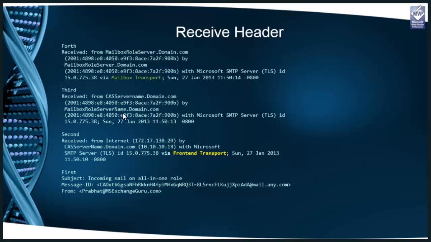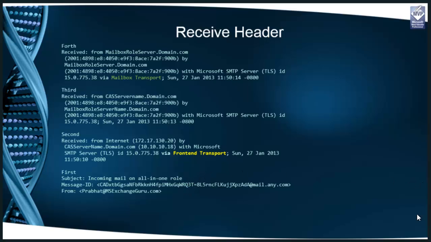The third header is telling us that the mailbox role server received it on the transport service, and from which client access server it received it. And the fourth header is telling which mailbox role server the mailbox transport service received it from. It can be the same, it can be different, right? This header also tells us the Exchange version. In my lab, where I picked it from, we are using 15.0.775.38. I think it's the Service Pack 1 version. It also carries the message ID, so you can trace it by the message ID.